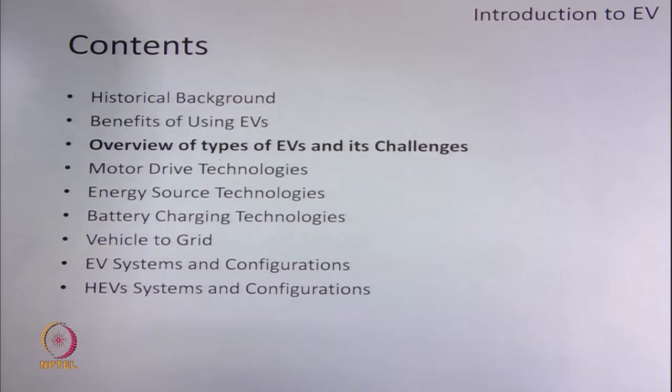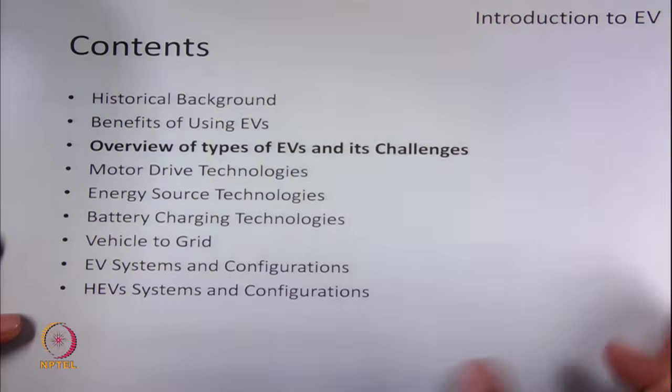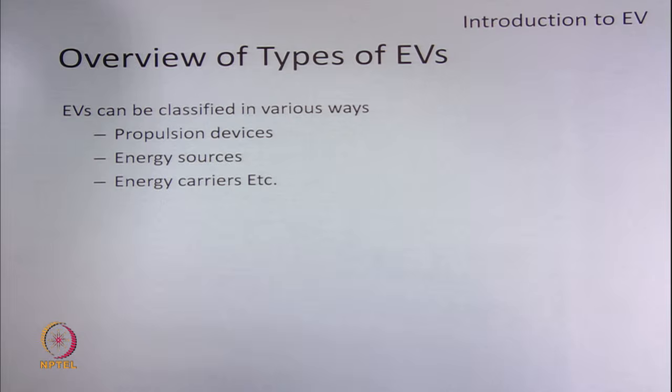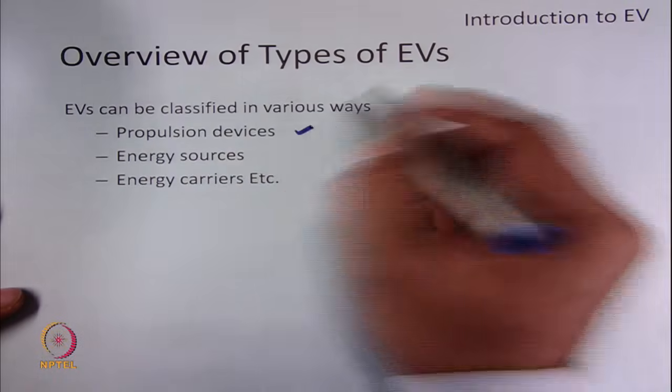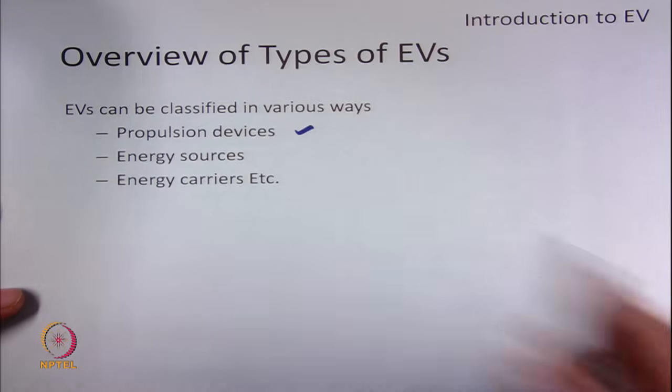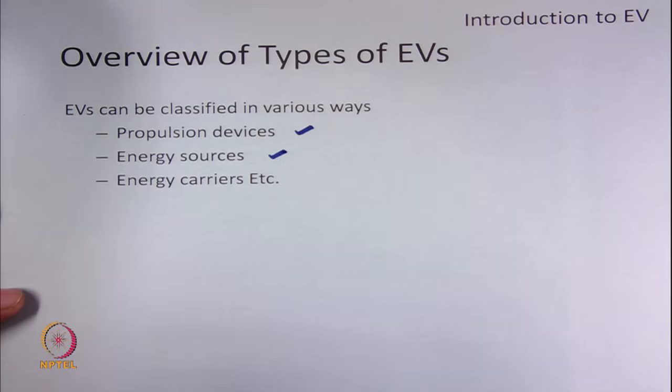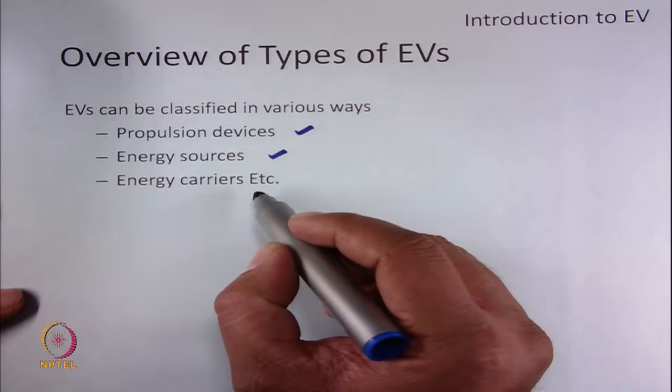In our previous interaction, we have covered the topic benefits of using EVs compared to other modes of transport. Now, let us discuss the next topic, which is overview of types of EVs and their challenges. So, EVs can be classified in various ways. They can be classified in terms of propulsion devices, or energy sources, or even the energy carriers, which are used as medium to transfer energy from energy sources to propulsion devices.